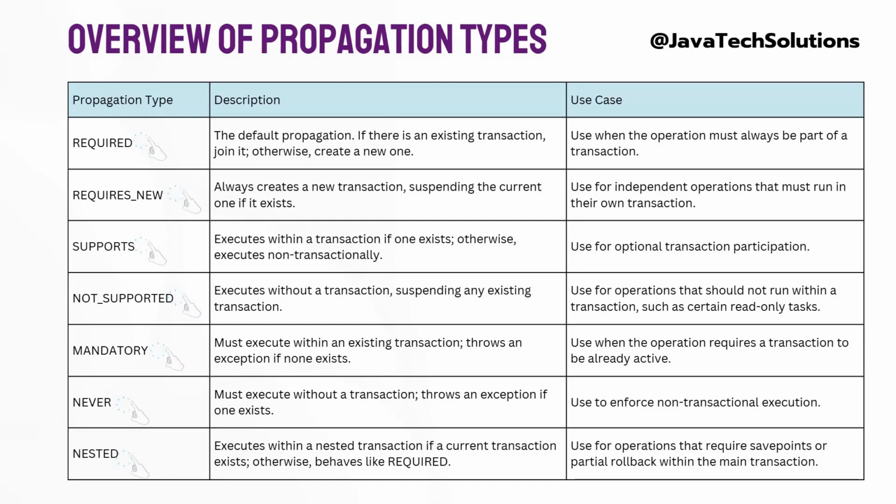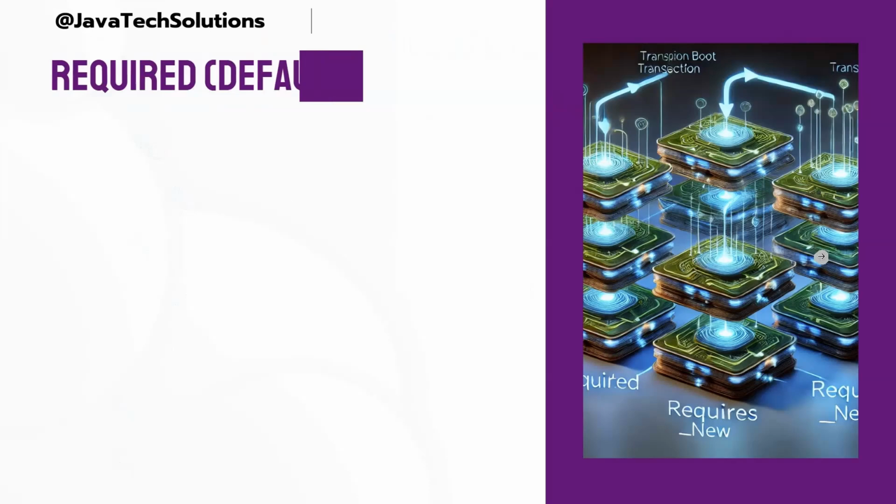The never means it keeps things strictly non-transactional. Okay, meaning in case any exception is thrown, it will not roll back things, right? So this is the never. And the nested means it will allow for rollback within a parent transaction. Okay, so these are the different types of propagation type. I will cover each in detail in a later presentation. So let's go one by one.